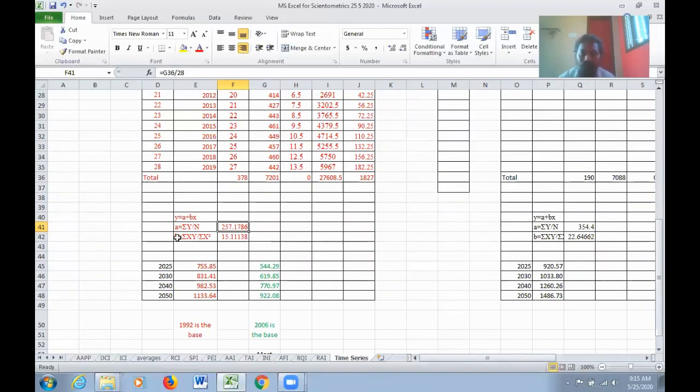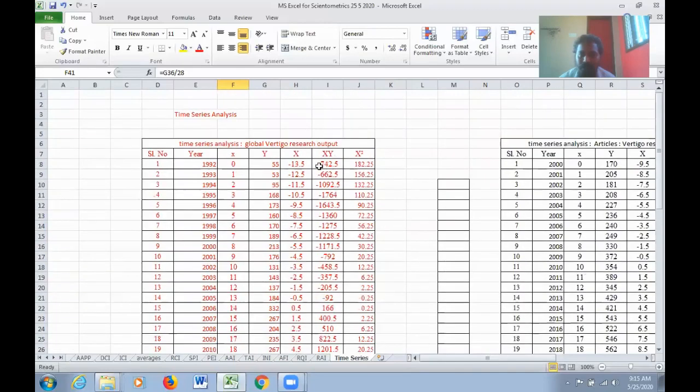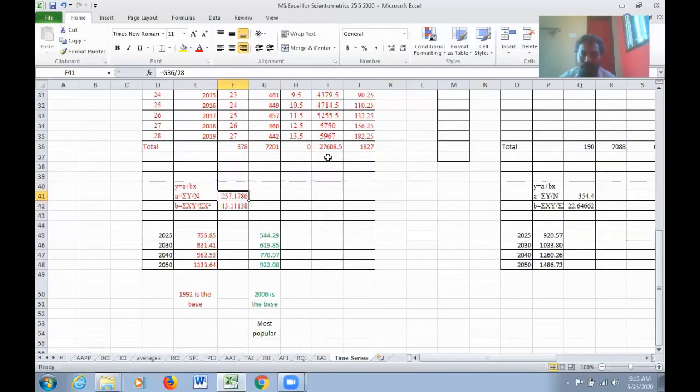Let us calculate the B value. What is B? Sigma XY divided by sigma X square. What is XY? This is XY, the I column. What is sigma XY? 27608, I36. And this is sigma X square, J36. Sigma XY divided by sigma X square is equal to B. So we have calculated A and B. Fine. Now we need to calculate X. X is the year, the future year for which you need to estimate your research output.